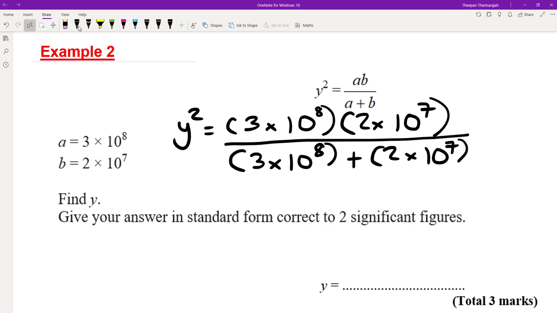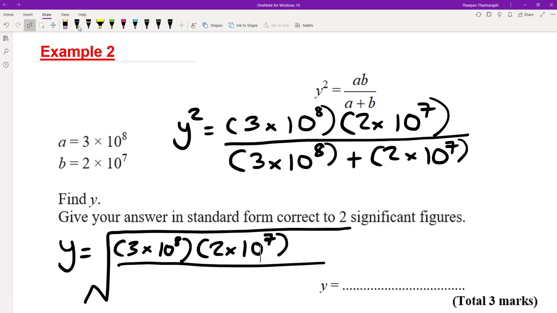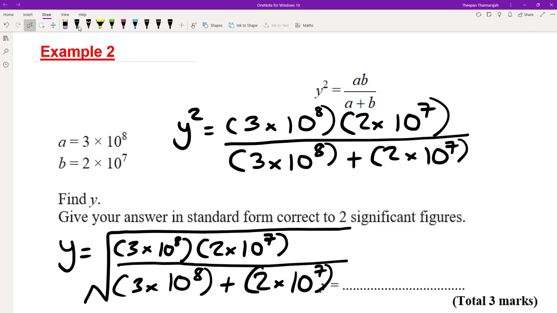Now what I'm going to do, to make our life easier, is square root everything because we need y. So it's the square root of all of this. So it's the square root of 3 times 10 to the power of 8 times 2 times 10 to the power of 7, all divided by 3 times 10 to the power of 8 plus 2 times 10 to the power of 7. And we can work out y to two significant figures.